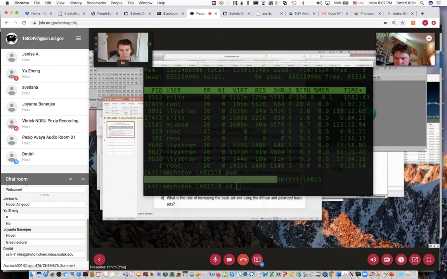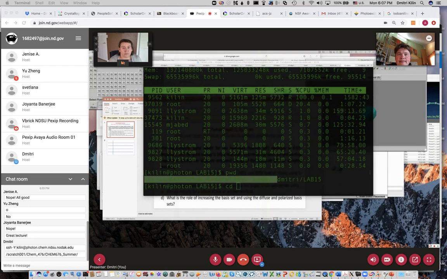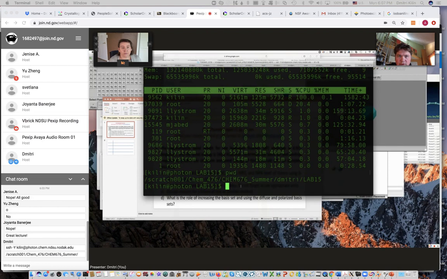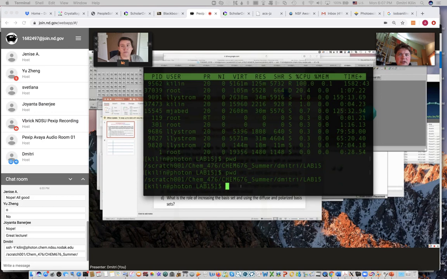So I did create a subdirectory for week number 15, and now I am executing GaussView. I know that Janice and Joyanta are using MobaXterm, and you is using Mac, which has some challenges with using graphical applications. So I will quickly create a model in graphical mode and share it with you, so that you can just modify the settings for the basis set.